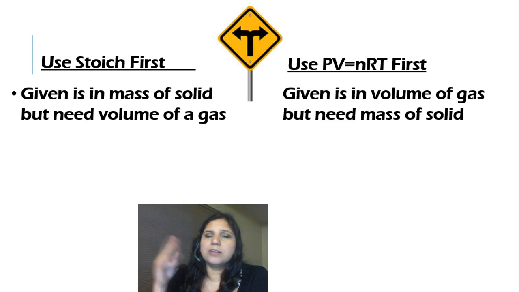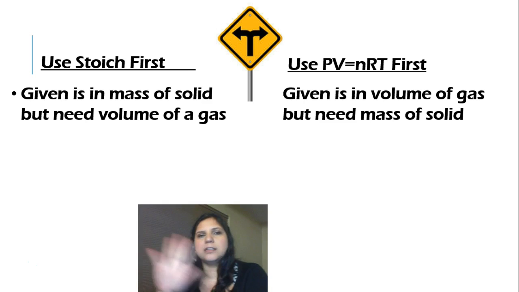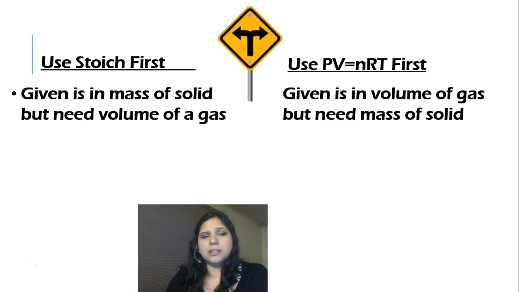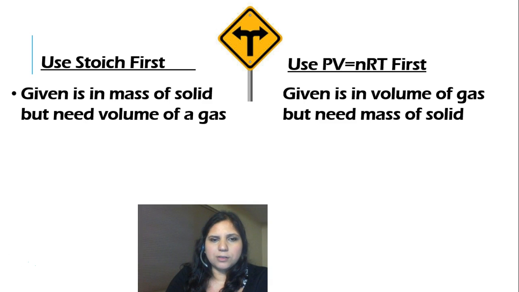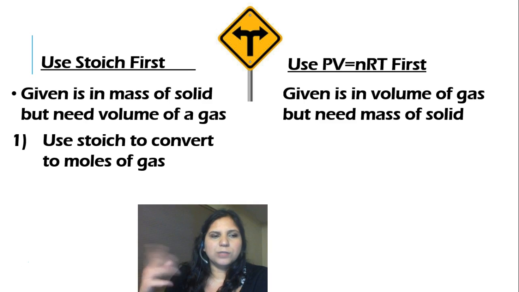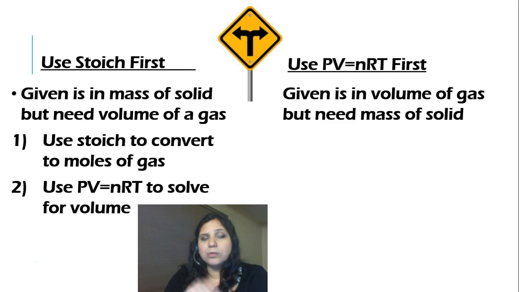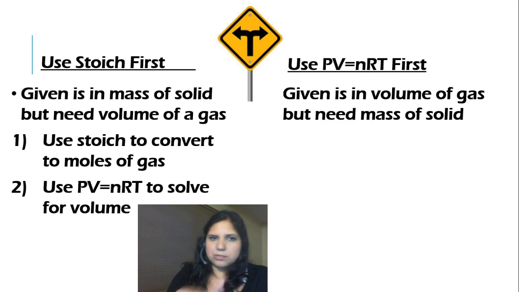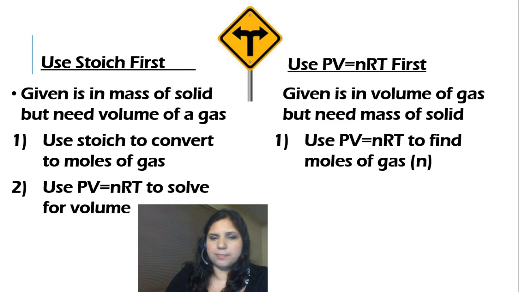Okay, so you have to look at your givens. Is it in terms of a solid or is it in terms of a gas? If it's in terms of a solid, you're going to need to use stoichiometry first. If it's in terms of a gas, you use PV=nRT first. If it's stoichiometry first, which is the solid, you would use stoichiometry to convert to moles of gas. Then you can plug moles of gas into PV=nRT to find the volume of the gas. And remember, these are at conditions not at STP. If it's at STP, you just use gas stoichiometry and molar volume.